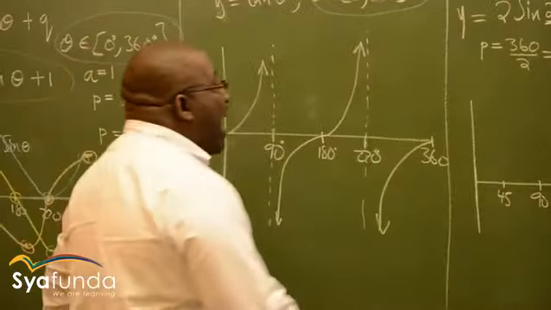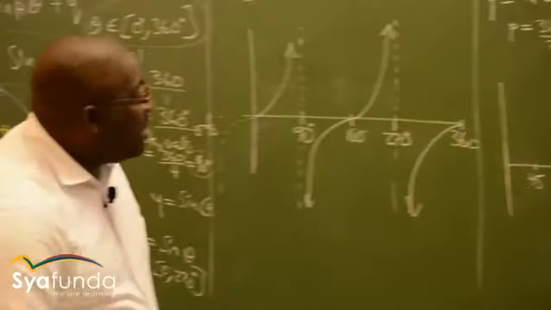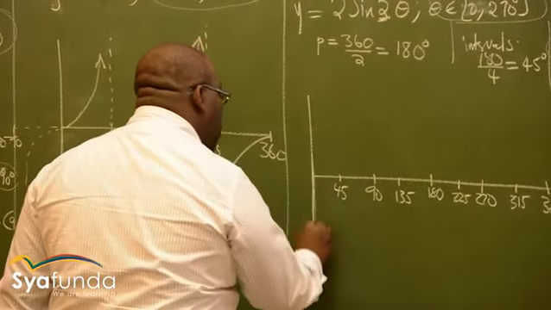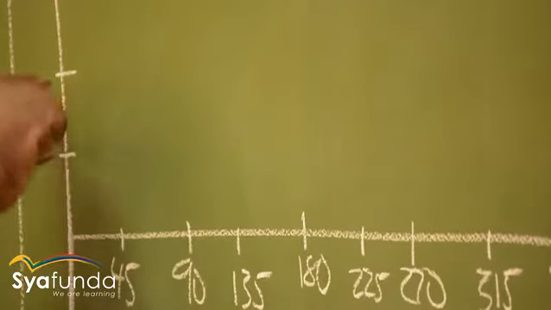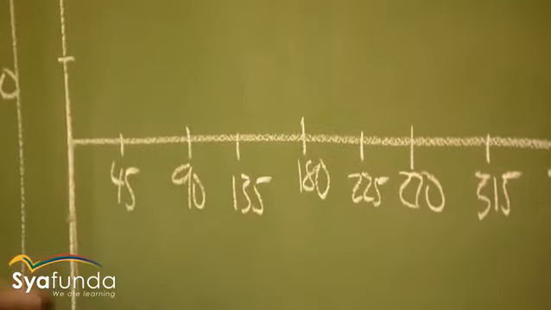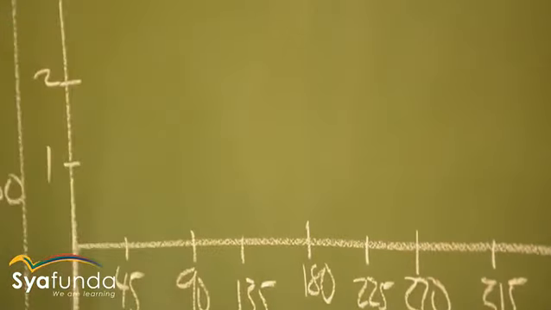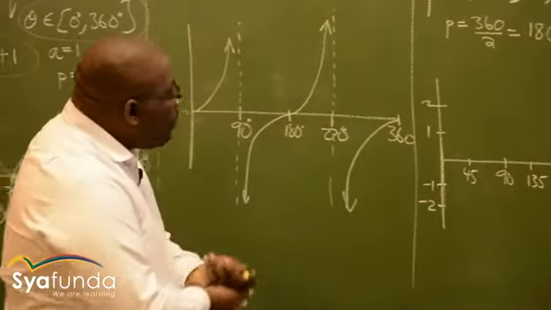I know my amplitude in this particular case. Our amplitude is 2. So it means that I've got to show my graph up to 2. So if this is 1, this will be 2. So 2 will be somewhere here. Minus 2, minus 1, 1 and 2. Right. It goes further.